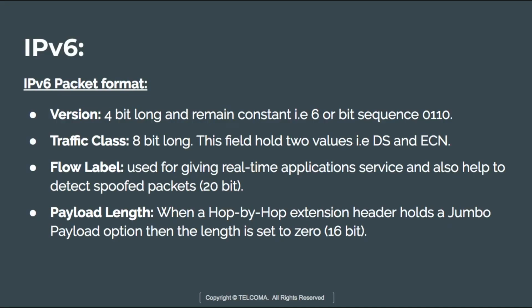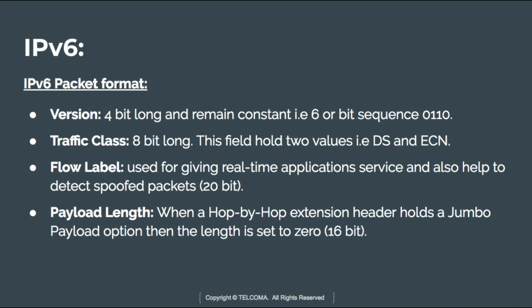The first one is the version field, which is 4 bits long, and it is the same as in IPv4, but it is represented by the bit sequence 0, 1, 1, 0. So this particular version field will remain constant. The next part is traffic class. Traffic class is 8 bits long, and this field has two values, that is DS and ECN. The 6 most significant bits are used for differentiated services, and the remaining 2 bits are used for the ECN, that is explicit congestion notification.